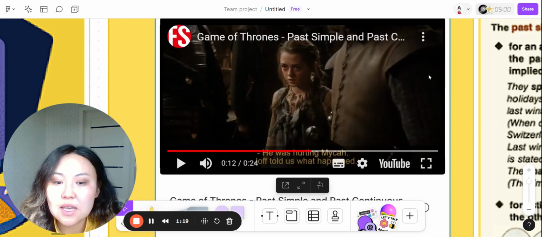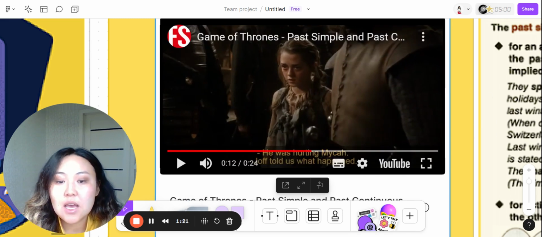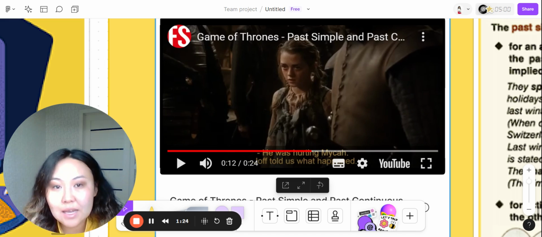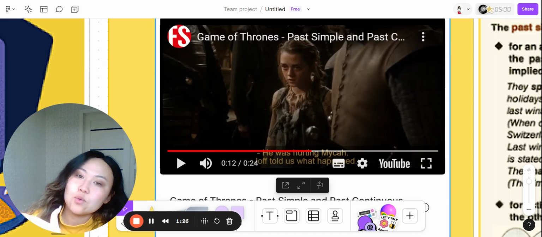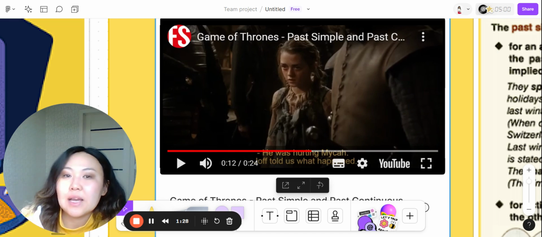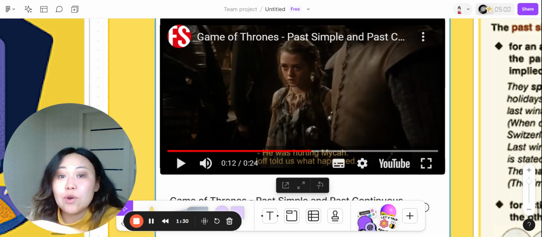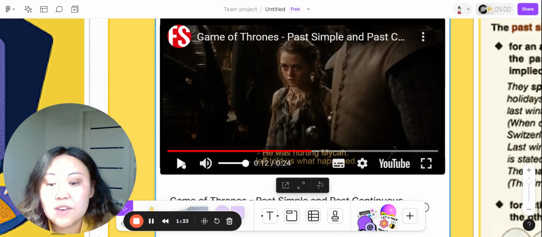He was hurting Micah. And here we can see an example of past continuous. So we can see that the situation was happening. He was hurting Micah, and then they tried to stop him. They tried to defend him.